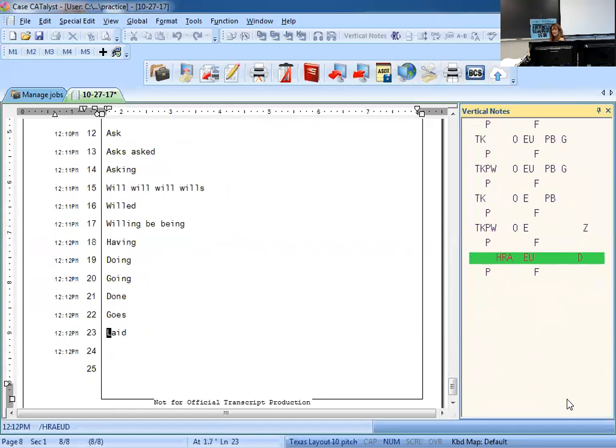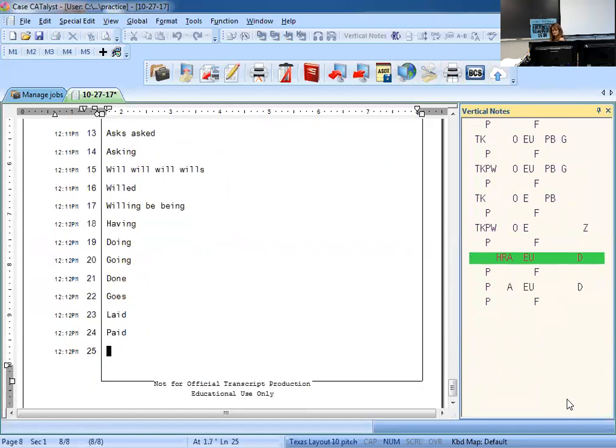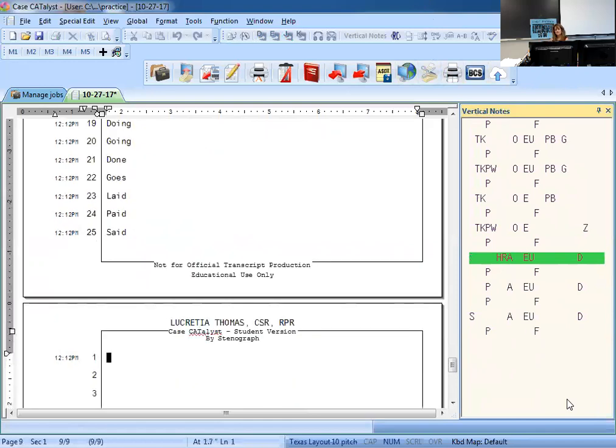Okay. You've got paid, P-long A-D, and said, S-long A-D. Those words are written just as they are. Make some flashcards for these words as well, you all.